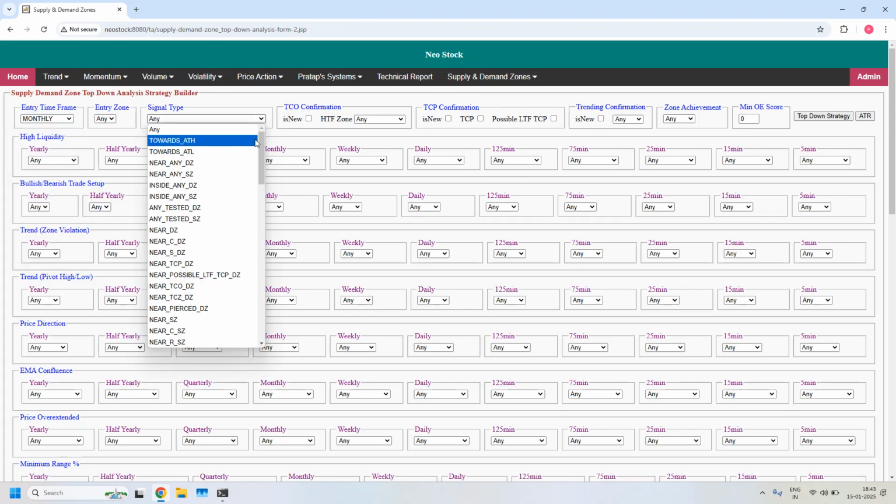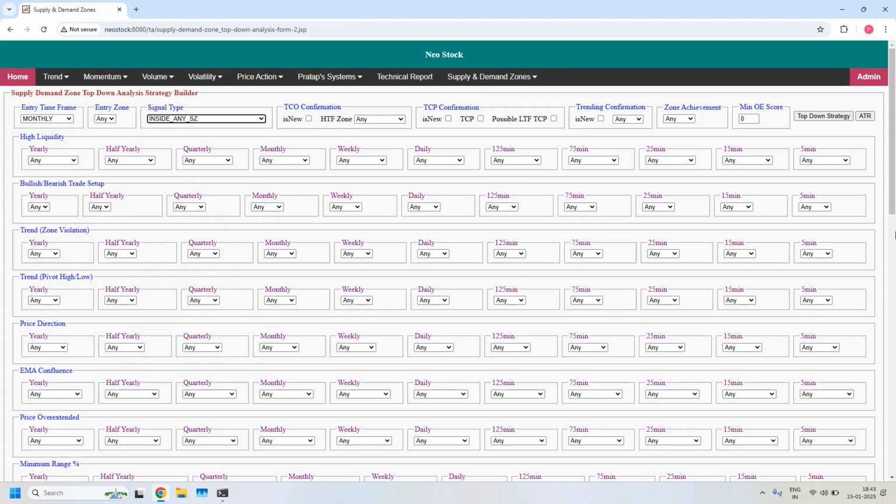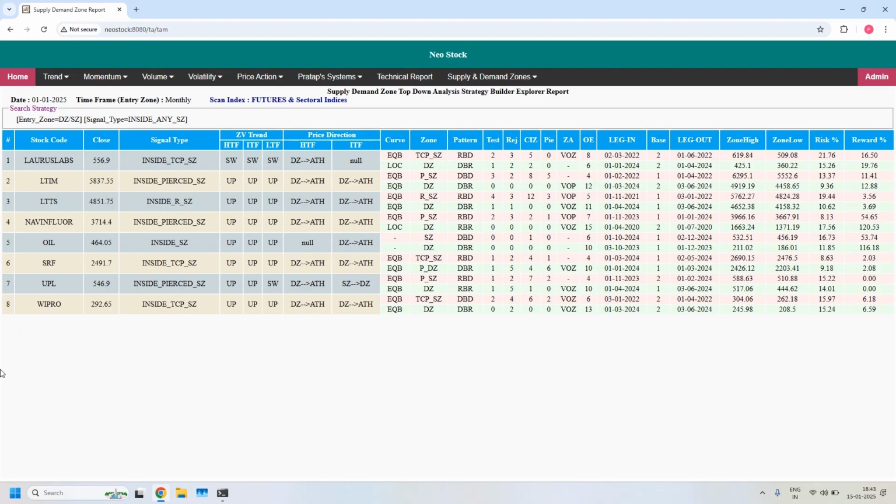Price closed inside the monthly supply zone. Let's filter. We got 8 stocks. Currently price closed in these 8 monthly supply zones. Out of these 8 monthly supply zones, how many monthly supply zones are having EMA Confluence, monthly EMA Confluence?